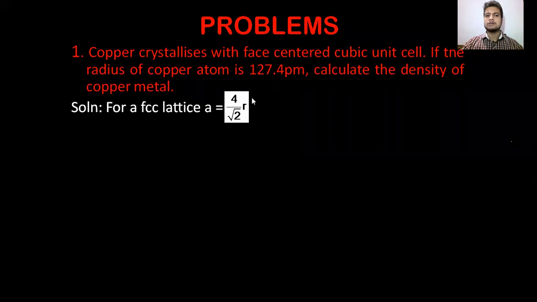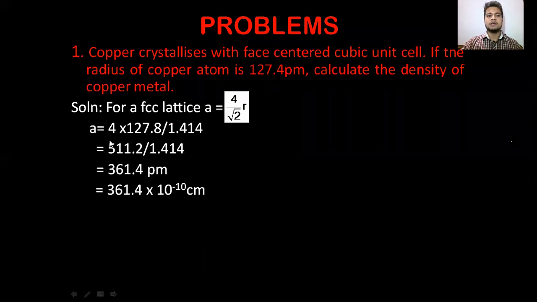So R is given, so I'll put the value of R. A will be equal to 4 into R. R is 127.4. Sorry, there is a slight mistake, 127.4 by 1.414, that is the value of root 2. If I multiply that and divide by 1.414, it will be 361.4 picometer.